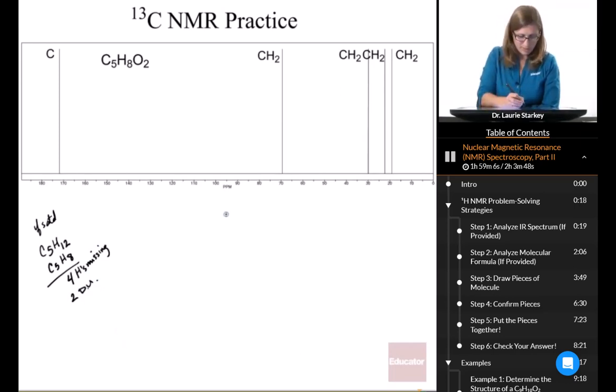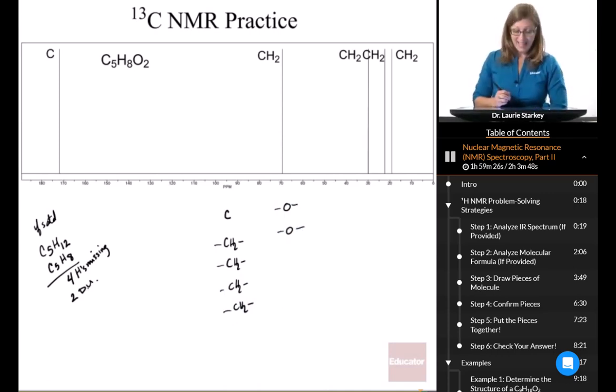Okay, what pieces do we have? We have a carbon with no hydrogens attached. We have a CH2. I'm sorry, we have 4 CH2s. Those are all the rest of our pieces. And then we have 2 oxygens. And we have 2 DUs. So there's a lot of missing things here.